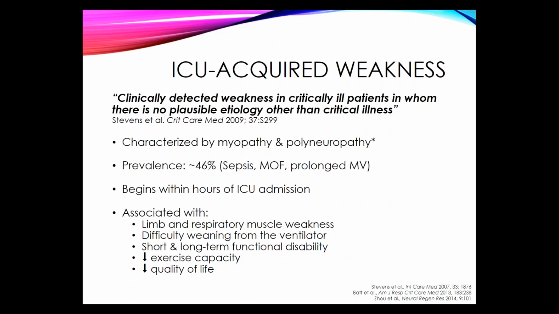However, the effects are significant, and ICU-acquired weakness has been associated with a number of poor clinical outcomes, and this includes limb and respiratory muscle weakness, difficulty weaning from the ventilator, short and long-term functional disability, decreased exercise capacity, and decreased quality of life. And on your reference sheet, and I'll just circle the reference here, Batt et al. Jane Batt actually wrote a very thorough summary on ICU-acquired weakness. So if you'd like to learn more about it, particularly around the molecular and physiological underpinnings of this syndrome, I highly recommend referring to this document.